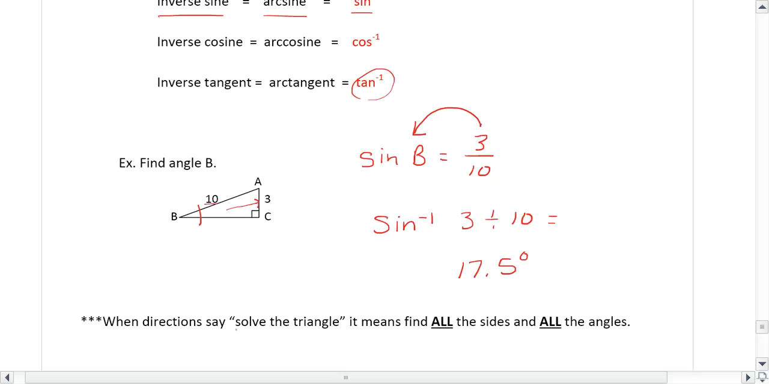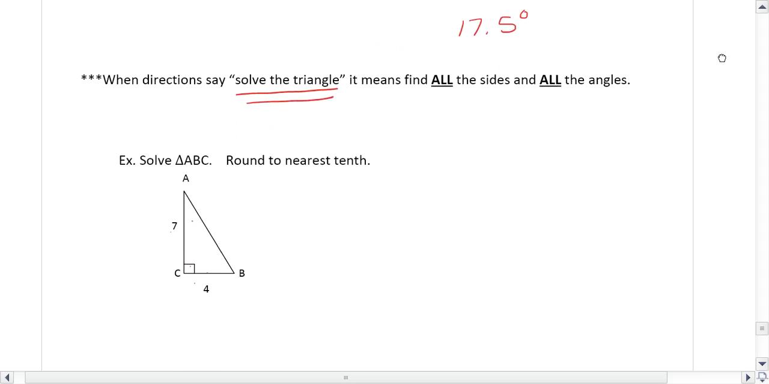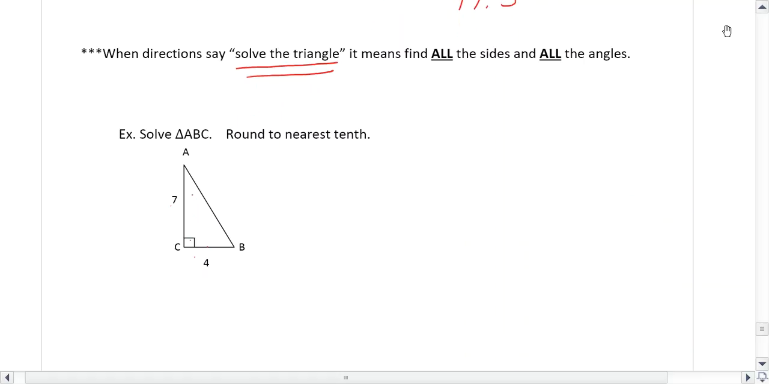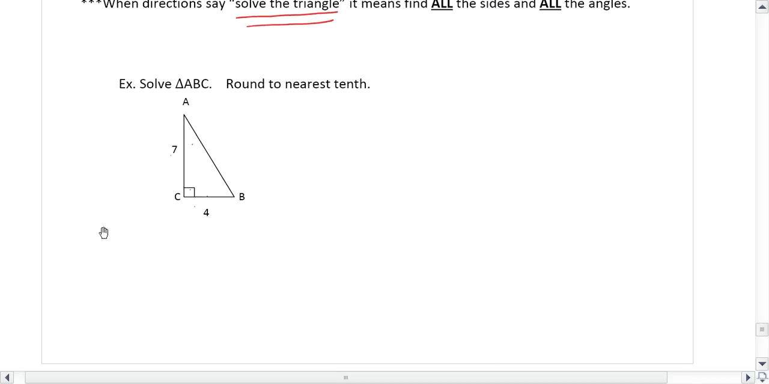Now the other thing you need to know here is that when the directions say solve the triangle, what that means is that you need to find all the sides and all the angles. You need to find everything. So please make a note of that. Solve the triangle means find everything. We're asked to solve triangle ABC. That means we have to find this missing side and we have to find both acute angles. You can do this so many different ways. You can start wherever you like.